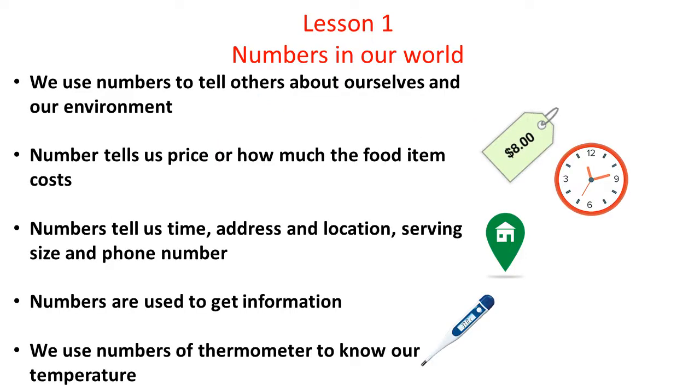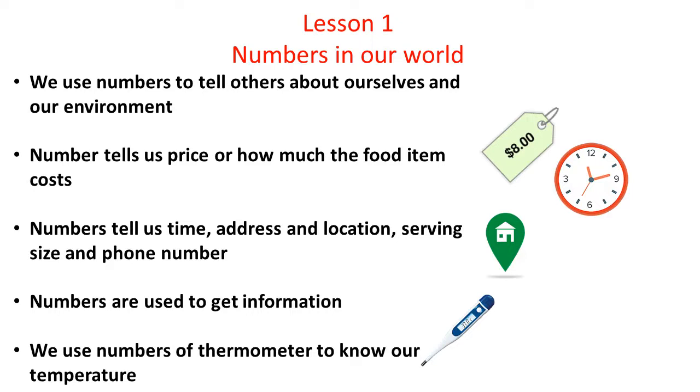In Lesson 1, we talked about numbers in our world. We use numbers to tell others about ourselves and our environment. Numbers can tell us price or how much the food item costs. Numbers tell us time, address, location, serving size, phone number. Numbers are used to get information.